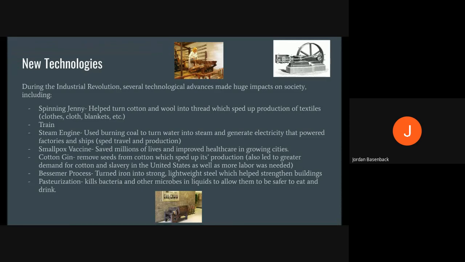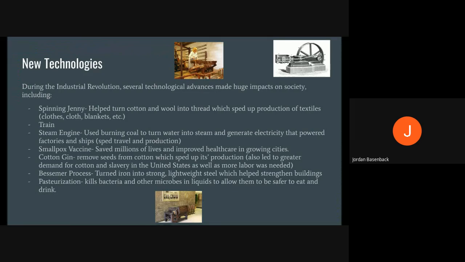We also have the smallpox vaccine, where now we can better protect ourselves against disease. And so it saved millions of lives and improved healthcare in growing cities.